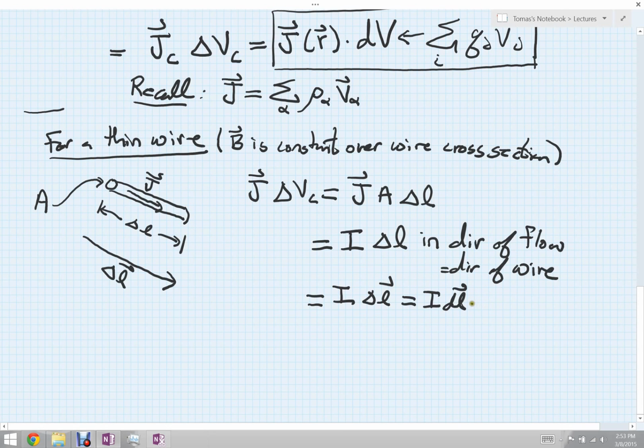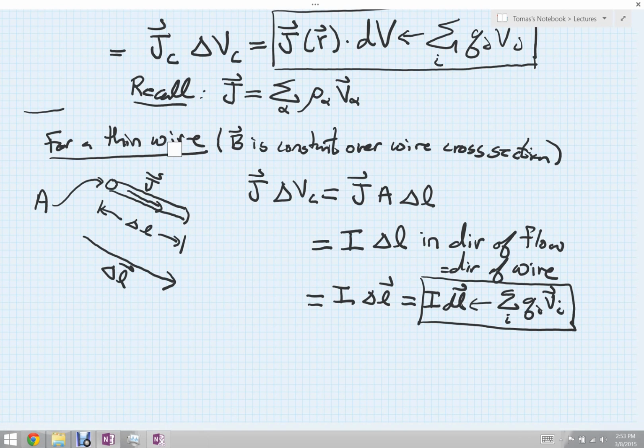So if in a thin wire situation we have an expression where we have to do a sum over particles that go like Qi times Vi, the result of that sum, again, can be replaced by an integral with I dl. So I'm going to put another box around that. Another handy result, but this is the case for wires, as we've been emphasizing. So in either case, we now are prepared to give a final form for the total magnetic force.